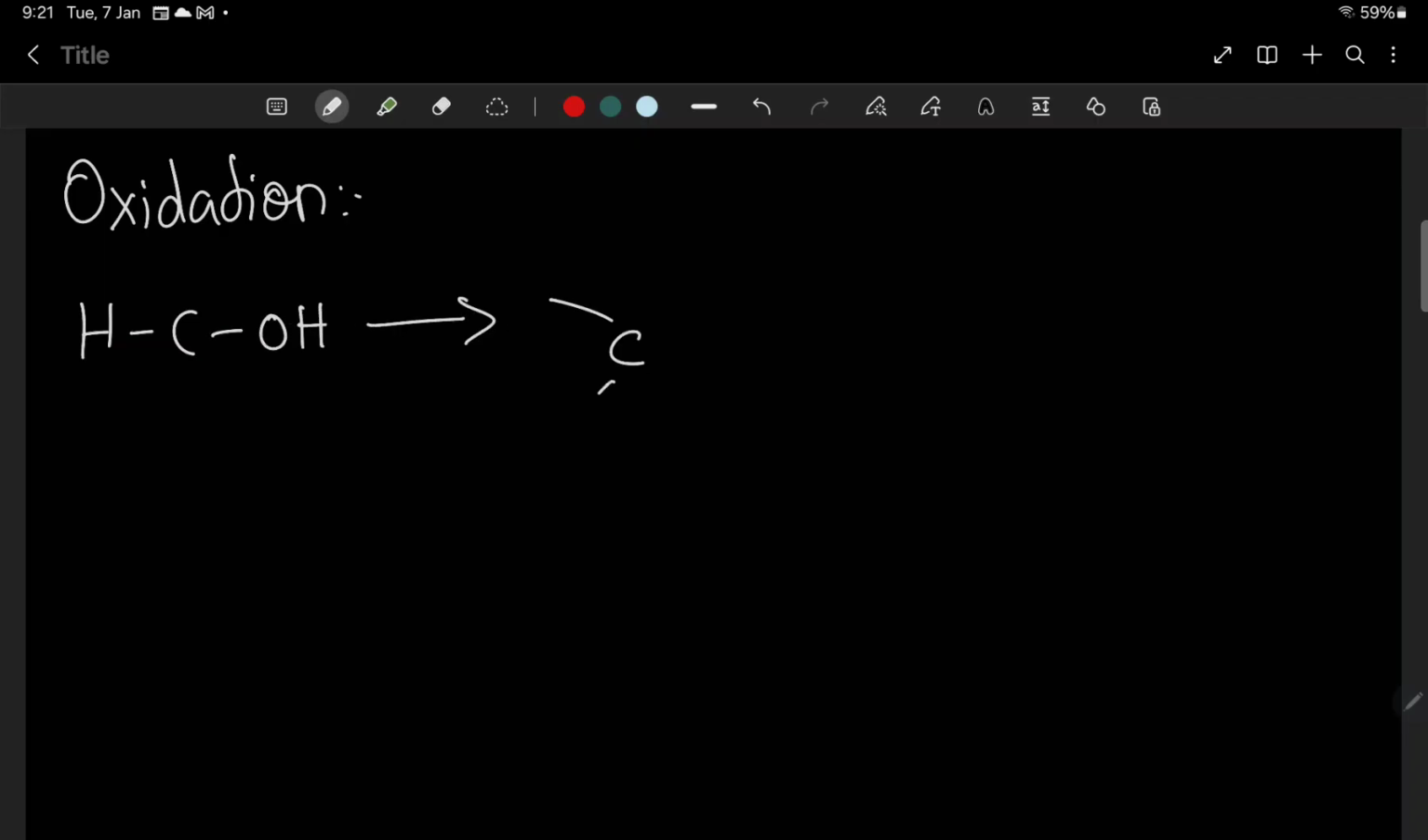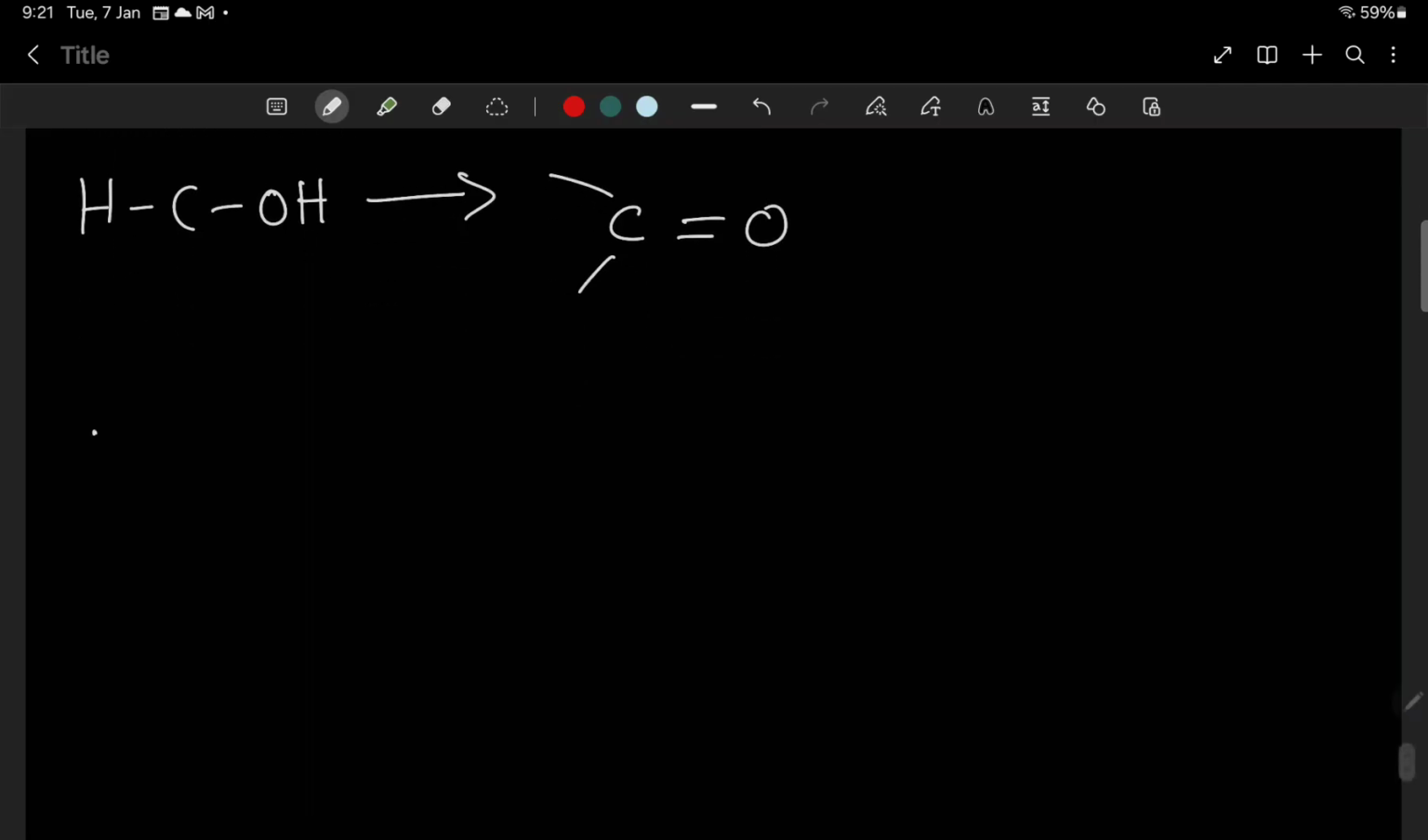Now the next one is the oxidation reaction. We are having an HCOH bond, and this will be converted to C double bond O. This is the oxidation reaction. We use this oxidation reaction for the preparation of carboxylic acid, aldehyde, ketone, etc. The next chapter also we learn the same.